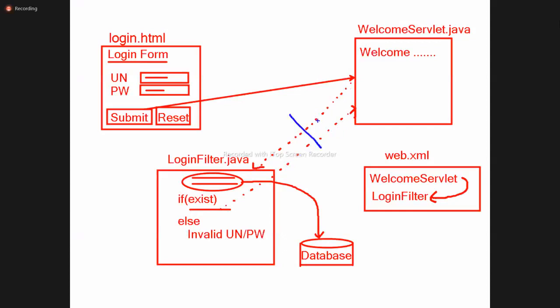If you don't want this one, just remove it from the XML. If you want it, add it in the XML. That's it. Anytime you can add, anytime you can remove.